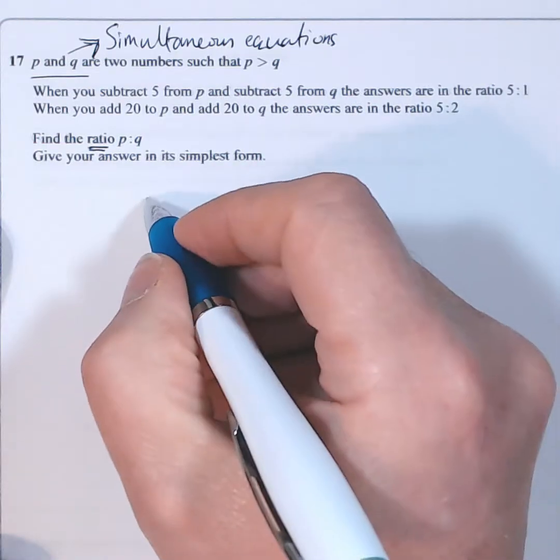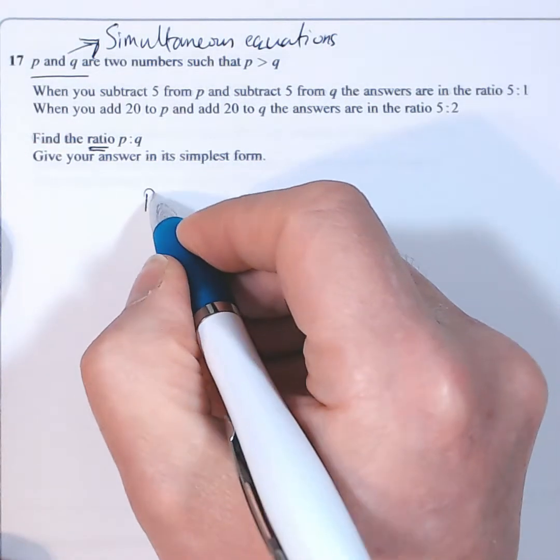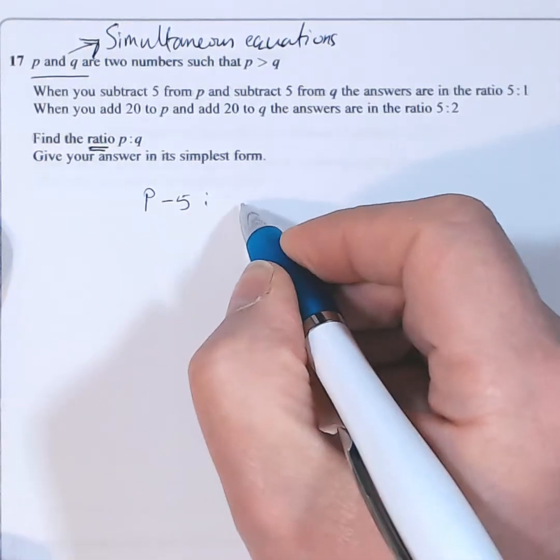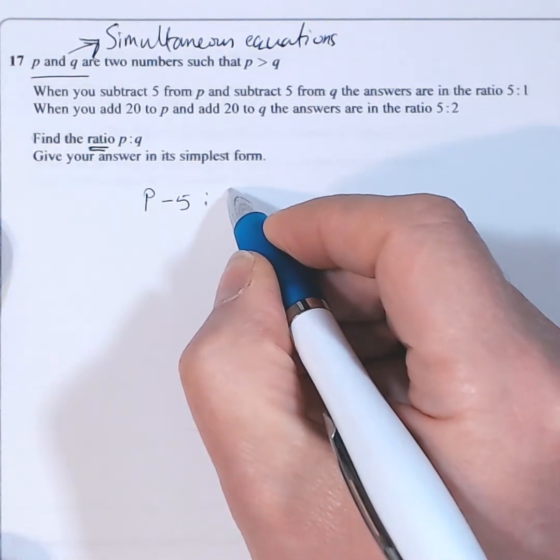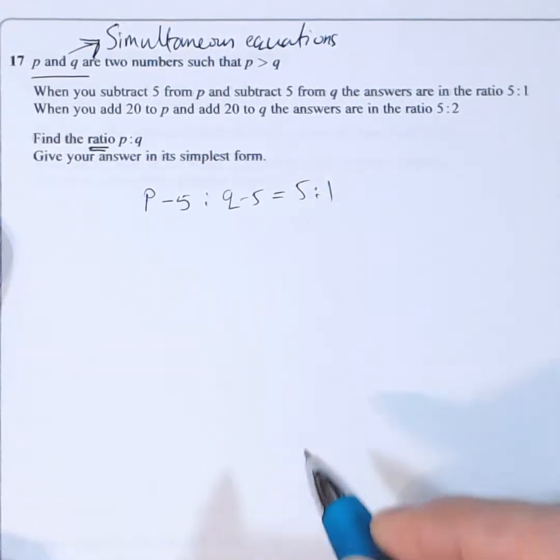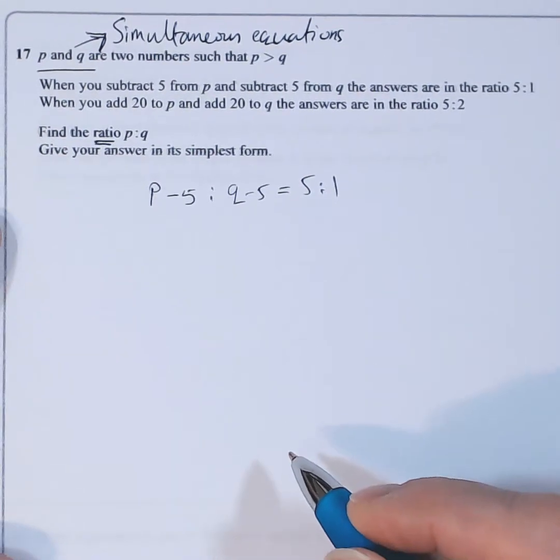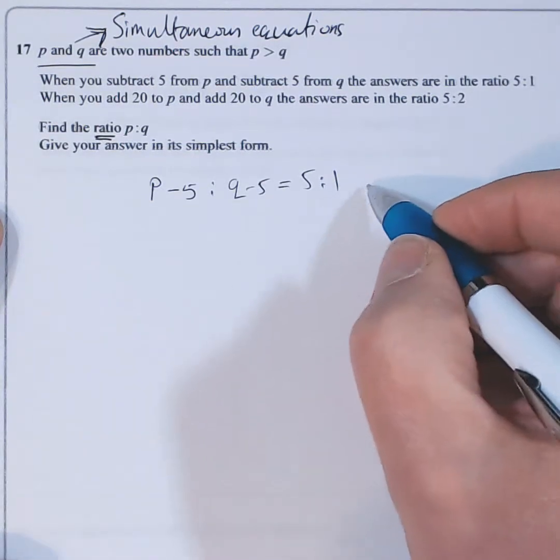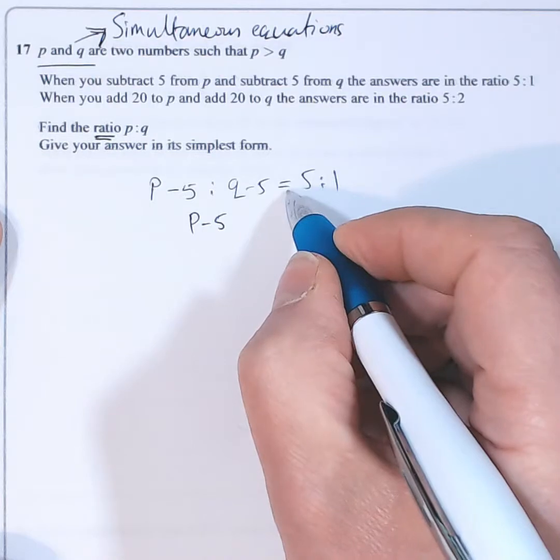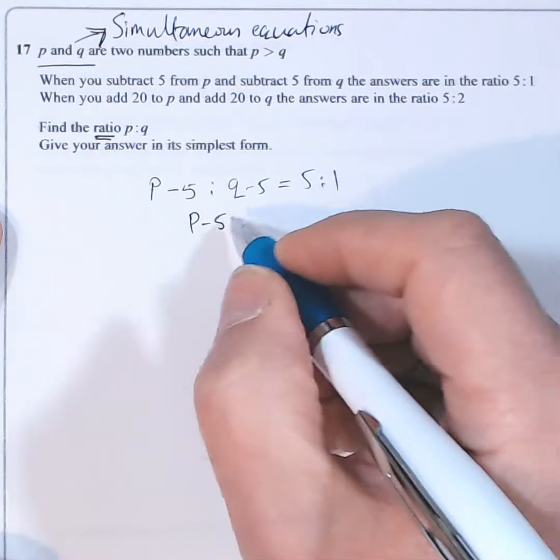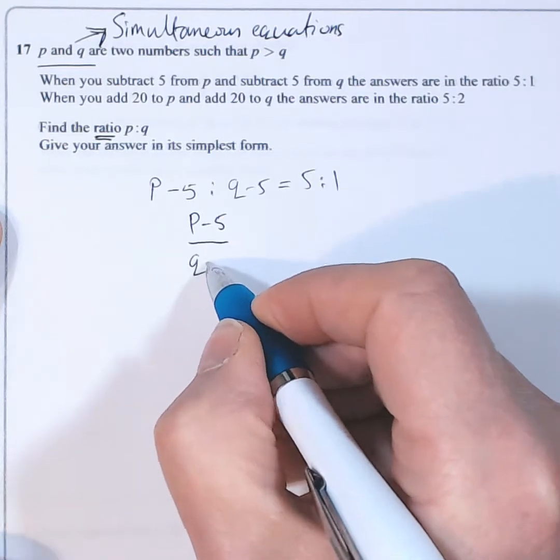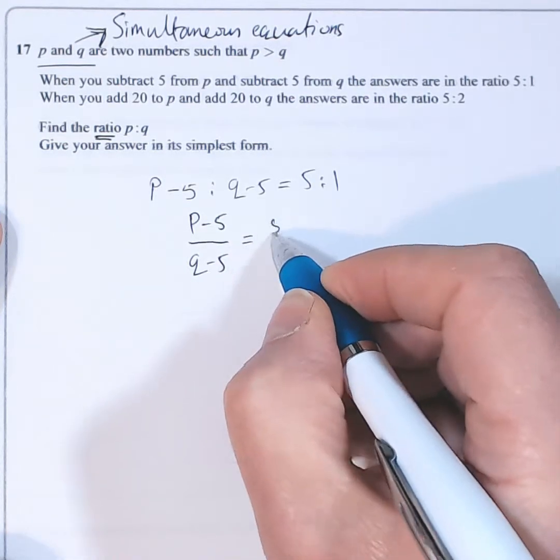So basically they're saying when you subtract 5 from P, the ratio of that to when you subtract 5 from Q is equal to 5 to 1. So that's what the first bit of information is telling us. That then allows us to write a fraction here, because when we've got a ratio equal to another ratio, we can write them as fraction equivalents. So P take away 5 over Q take away 5 must be the same as 5 over 1.